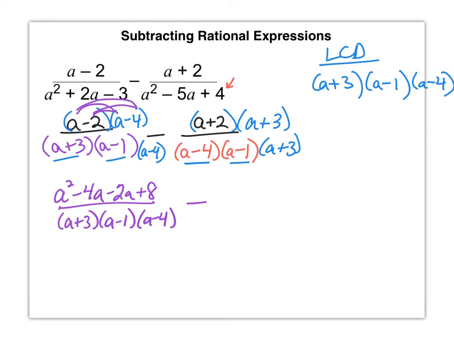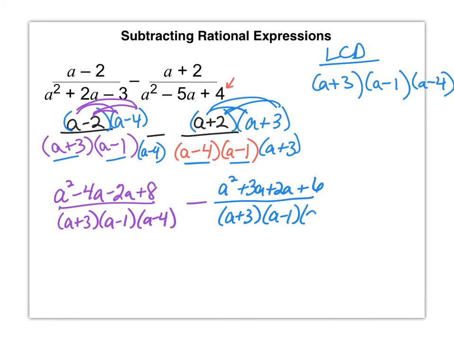Minus what we get when we multiply the numerator, doing the first, outer, inner, and last. We get a squared plus 3a plus 2a plus 6 in the numerator. And then the denominator, we have our LCD, a plus 3, a minus 1, and a minus 4. Now that we have both fractions written with the least common denominator, we can write this as a single fraction.